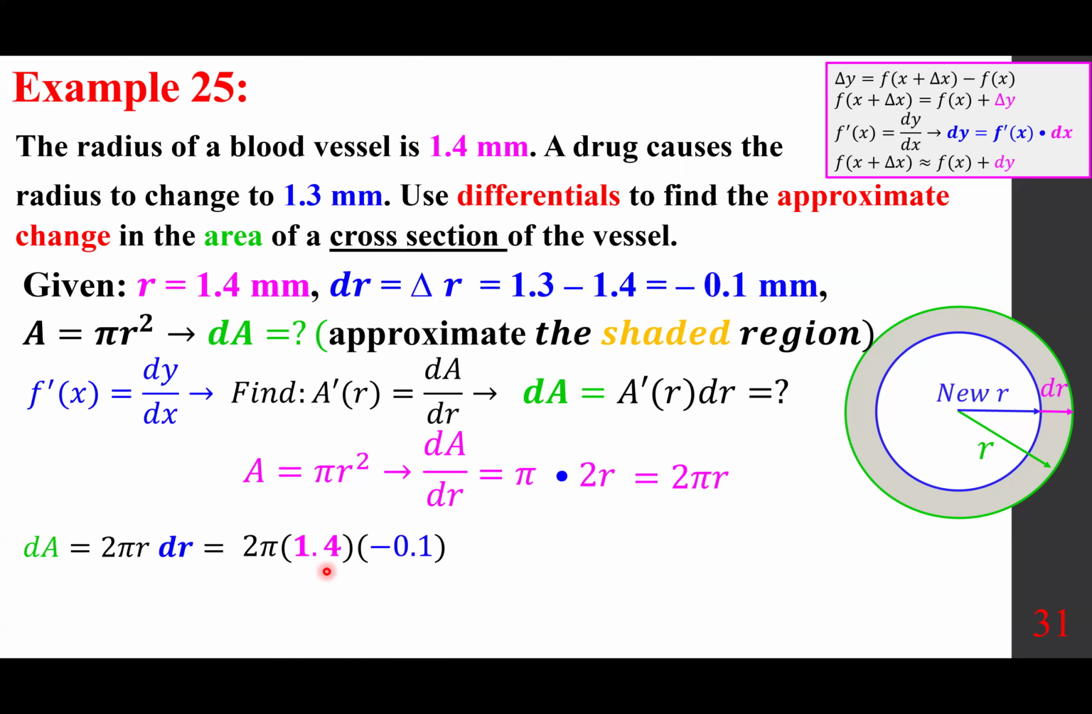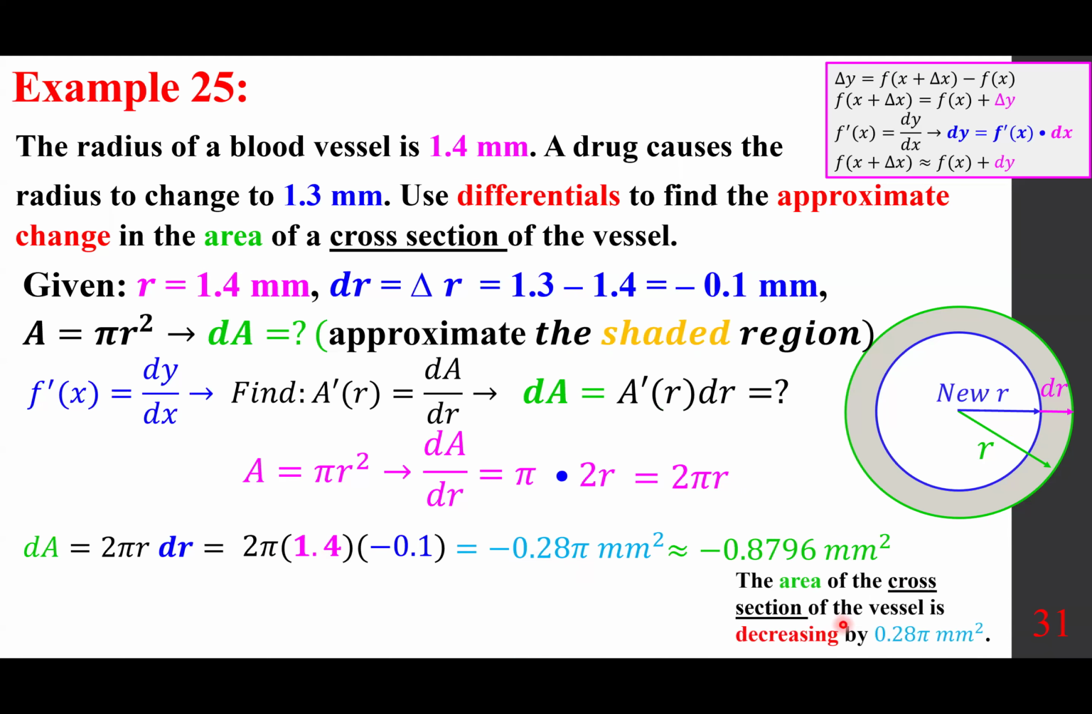And 2 times 1.4 is 2.8, times negative 0.1 is negative 0.28. Keep the pi. So precisely negative 0.28 pi millimeters squared. You can put it into a calculator. It's an approximation. What does it mean? The area of the cross section of the vessel is decreasing by 0.28 pi millimeters squared. Notice the moment you say decreasing, you don't have to mention the negative sign.